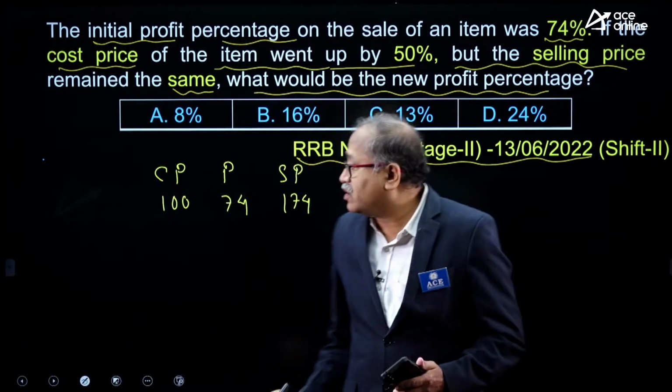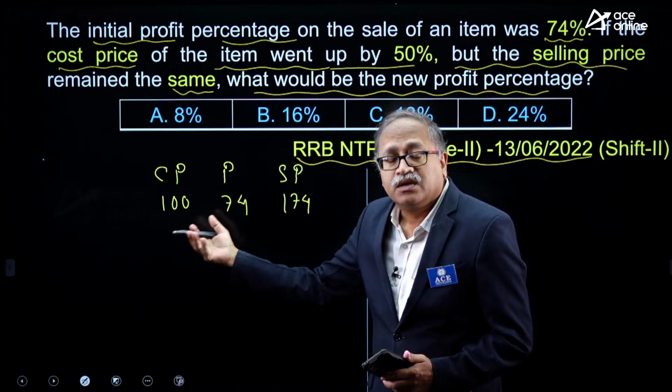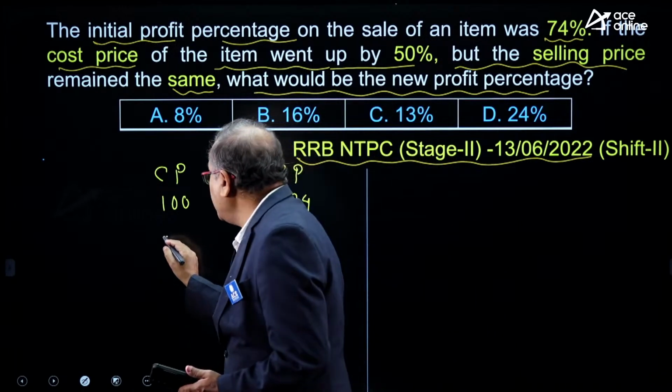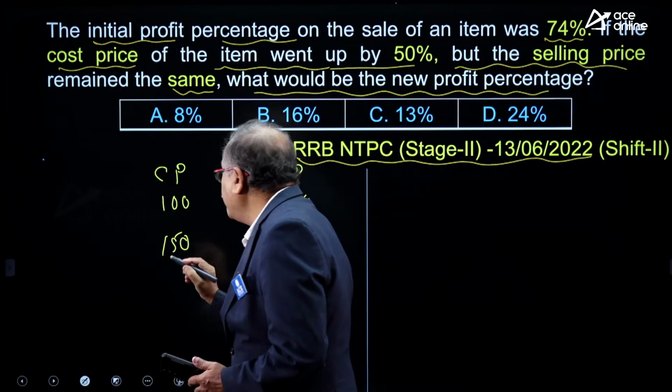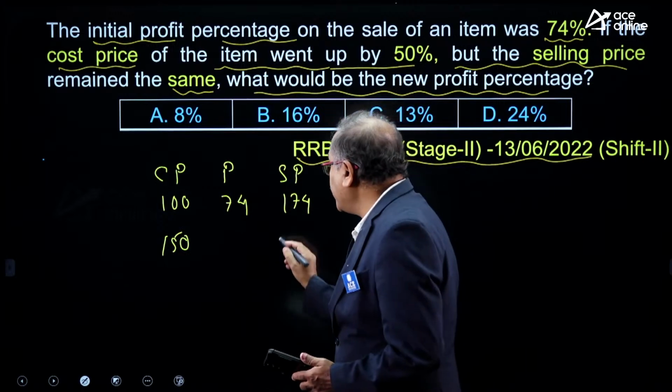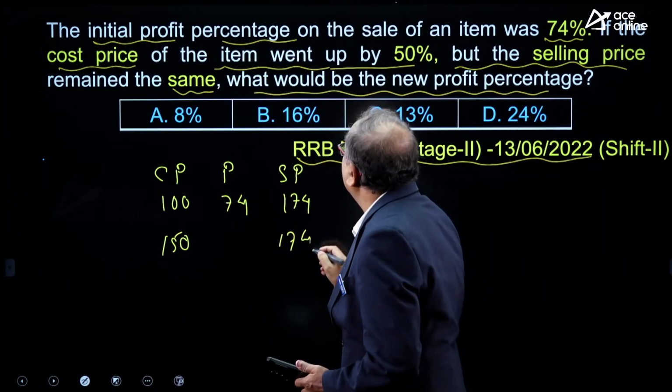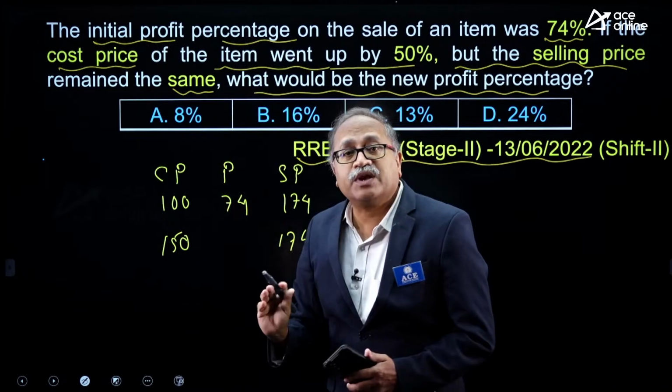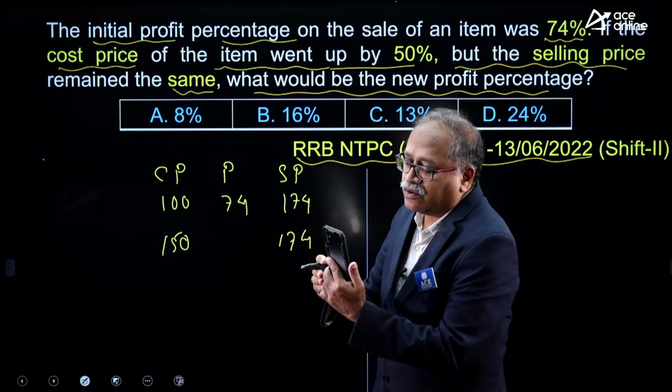It is said that the cost price is increased by 50%. So what will be my cost price? From 100, it becomes 150. So take 150 over here. And the selling price is the same, 174. That's what is said: selling price remains the same. Anyone answer the question?